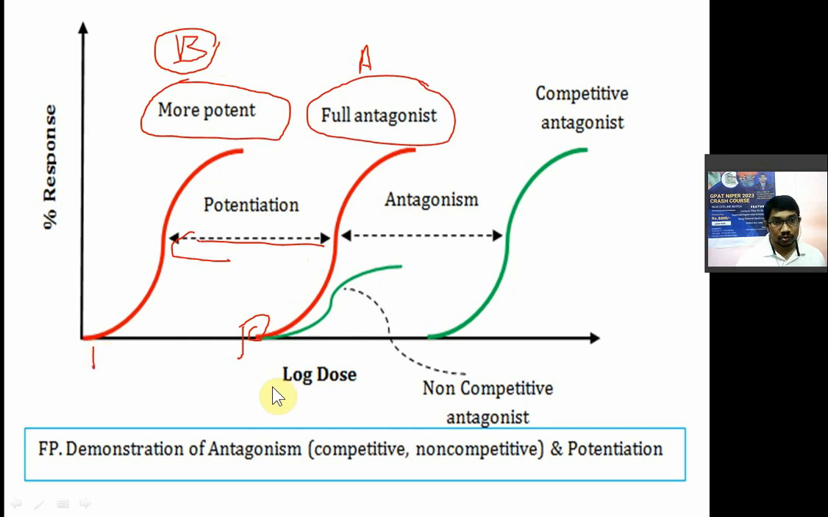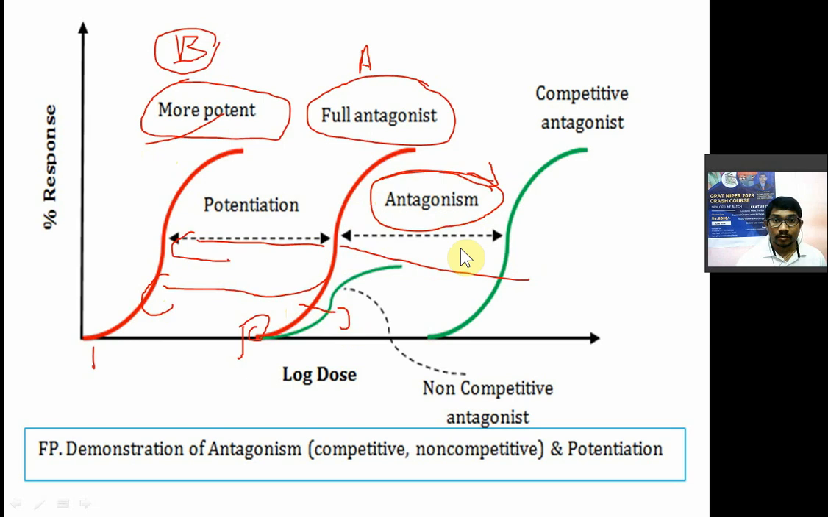So if less dose is required to produce the same pharmacological effect, it is known as potentiation, and the drug is known as a more potent drug. So competitive antagonism will shift the dose response curve to the right side parallelly. Non-competitive antagonist will shift the dose response curve to the right side non-parallelly. Now shifting of dose response curve towards the right side is known as antagonism.